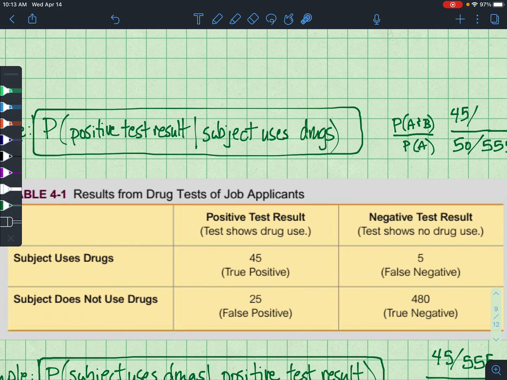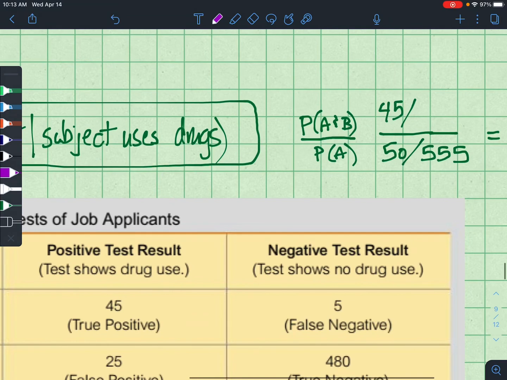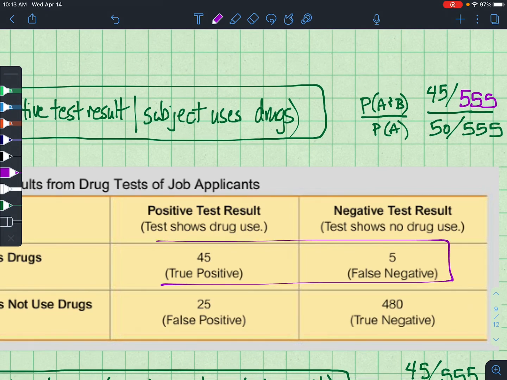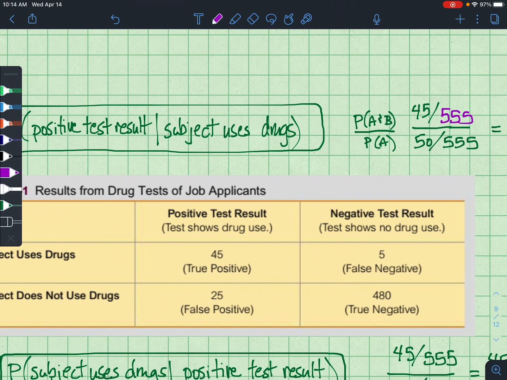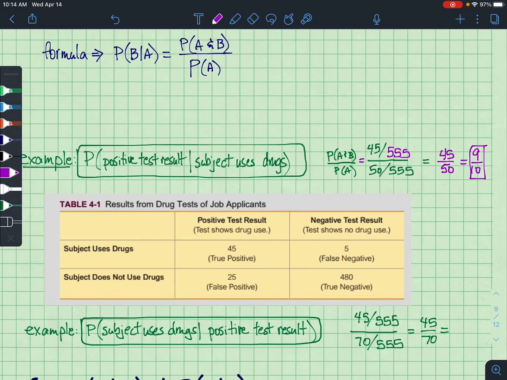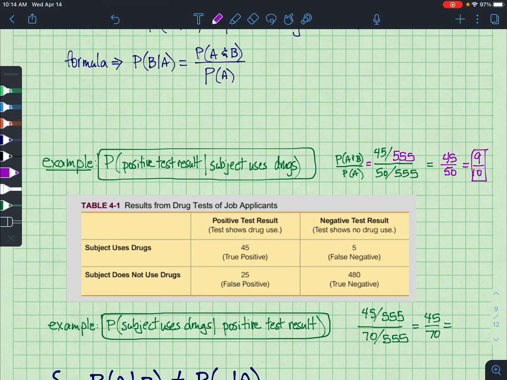Now, according to the formula, what is the probability of A and B? Well, the probability of A and B is 45 out of, again, the total is 555. What is the probability now of just A? That would be the probability of A. So 45 plus 5 is 50 out of 555. And so simplifying that, we get 45 out of 50. And reducing that down, we get 9/10. All right? So basically a 90% chance that somebody is going to get busted using drugs. Okay?